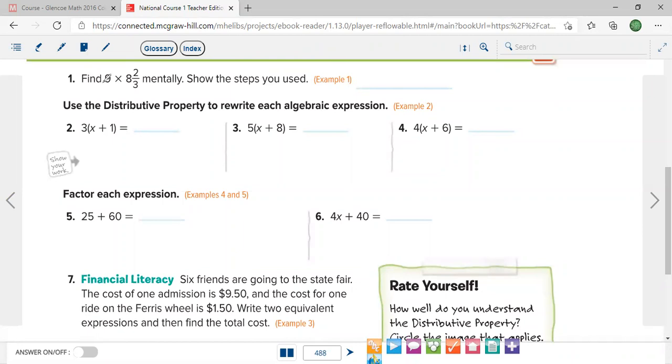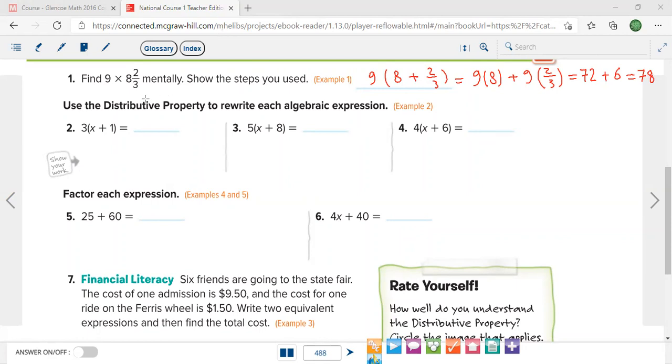In problem 1, find 9 times 8 and 2 over 3 mentally. Show the steps you used. So this is 9 times 8 plus 2 over 3. So this will be 9 times 8 plus 9 times 2 over 3. So 9 by 8 will give you 72. And 9 times 2 over 3 will give you 6. 72 plus 6 is 78.